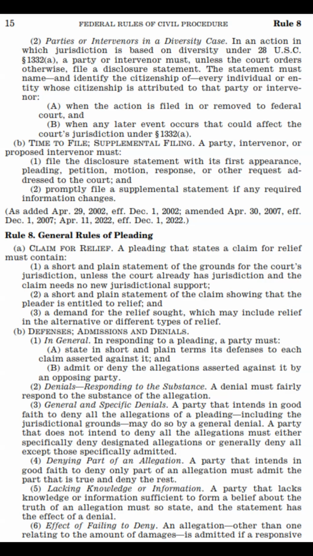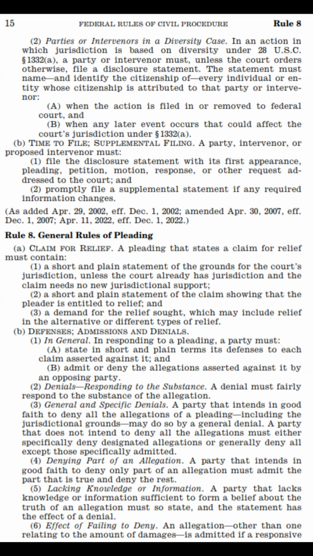Rule 8. General Rules of Pleading. A. Claim for relief. A pleading that states a claim for relief must contain: 1. A short and plain statement of the grounds for the court's jurisdiction, unless the court already has jurisdiction and the claim needs no new jurisdictional support. 2. A short and plain statement of the claim showing that the pleader is entitled to relief, and 3. A demand for the relief sought, which may include relief in the alternative or different types of relief.